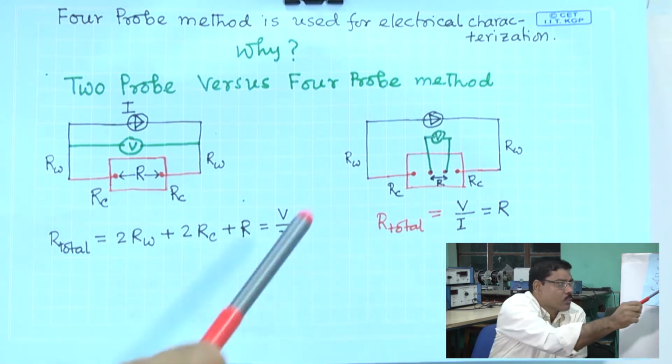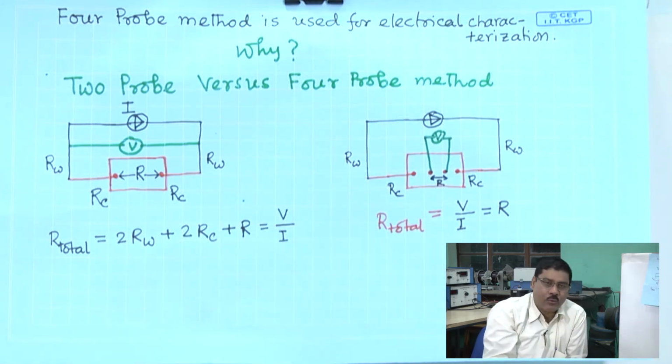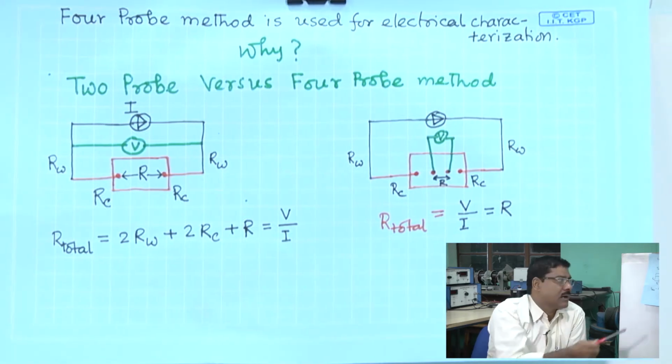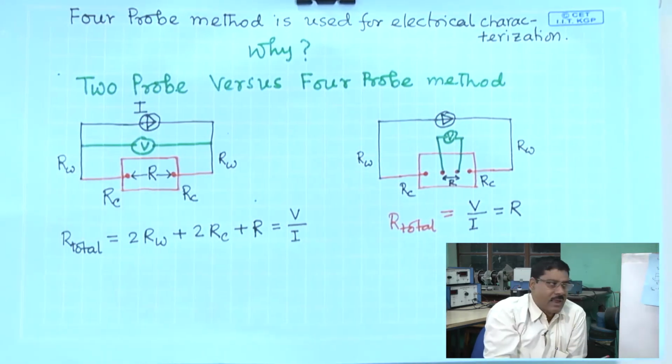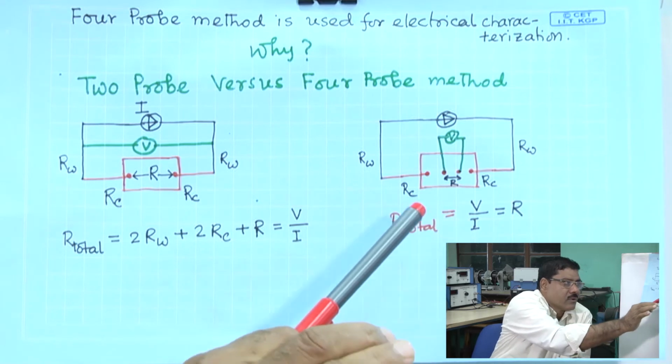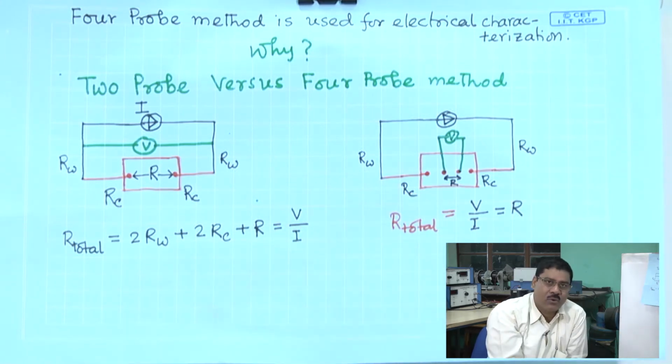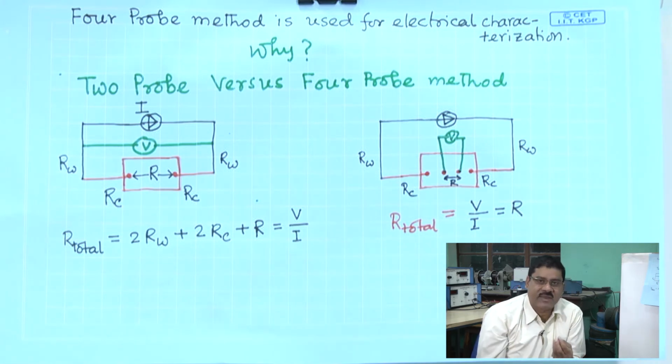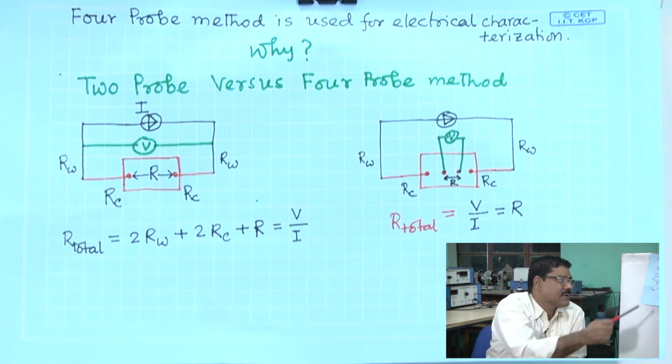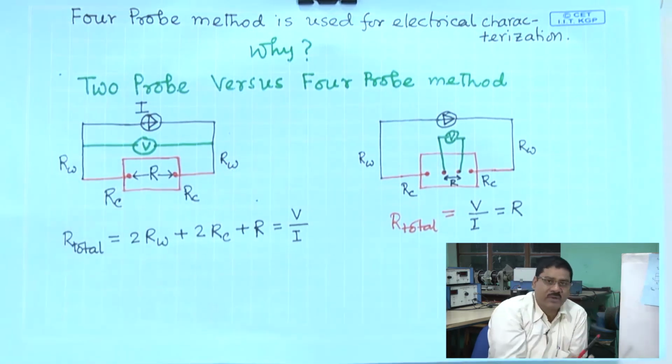So, this is the 4-probe method, which is superior to the 2-probe method, and this method has to be used when you are going to measure the resistance of metal or semiconductor. If it is any insulating material, or the resistance is very large, in that case the 2-probe method is used.